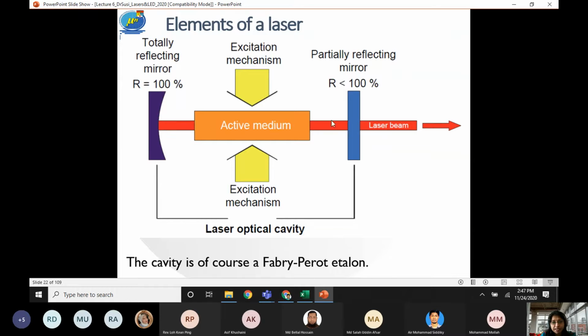And these two mirrors are made in such a way that one is totally reflecting, 100% reflection, but the other mirror is only partially reflecting, less than 100%, maybe 96 or 95%. So we call this a laser optical cavity, or in other words, it's also called a Fabry-Perot etalon. So the photon keeps on oscillating in this cavity until it gets enough energy to be emitted out through this partially reflecting mirror.